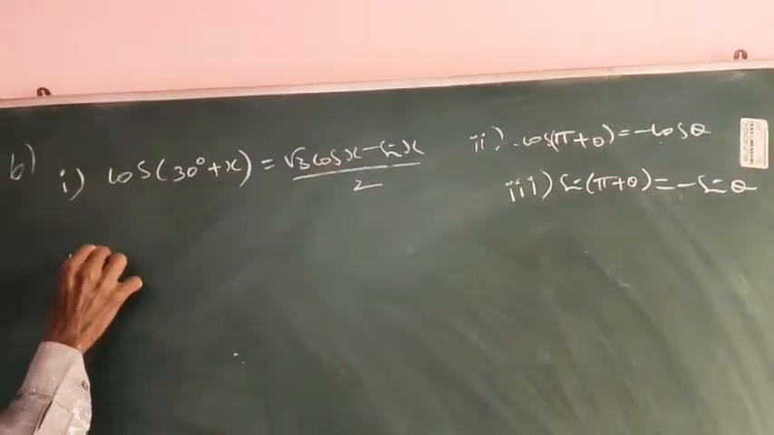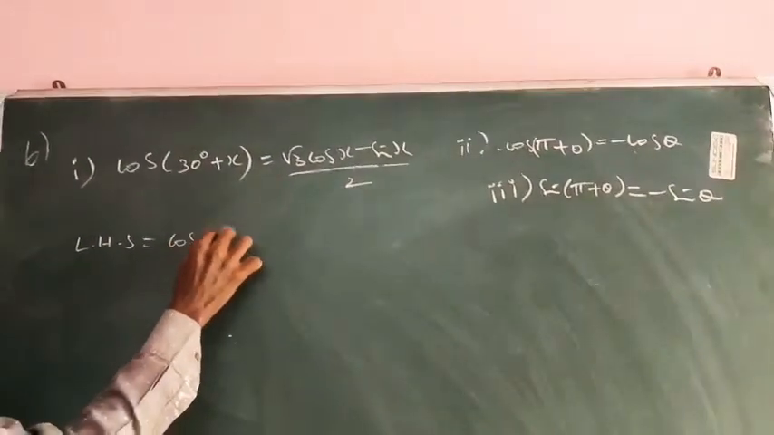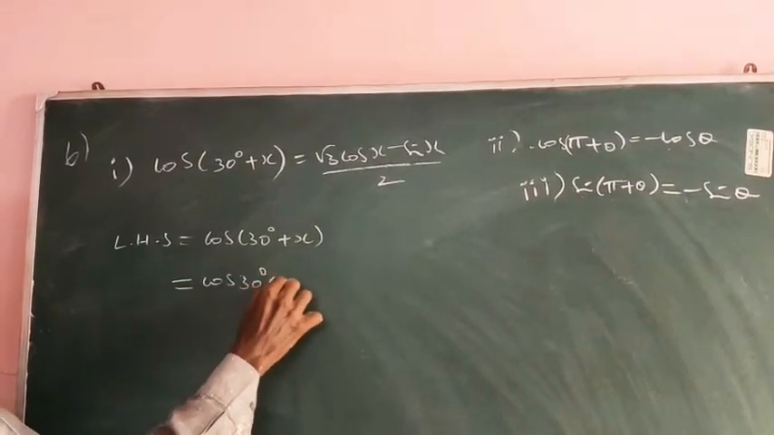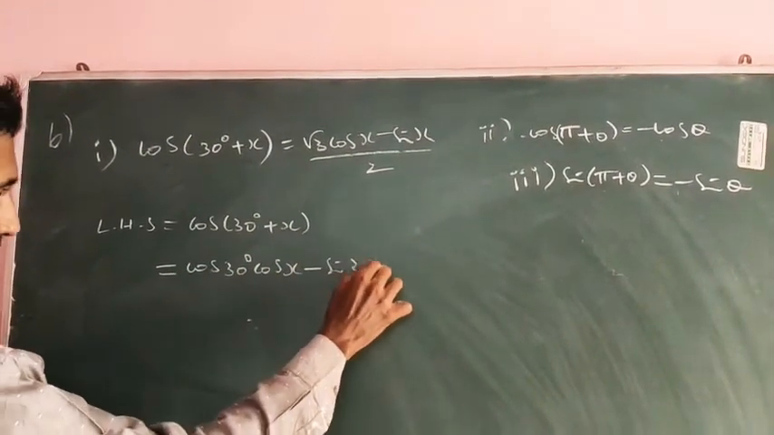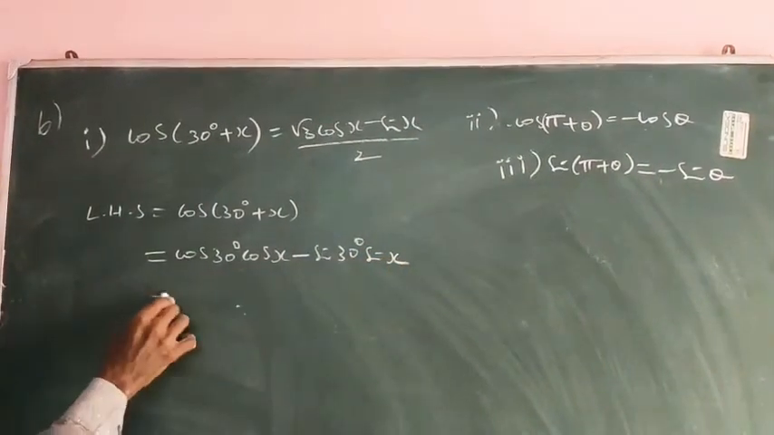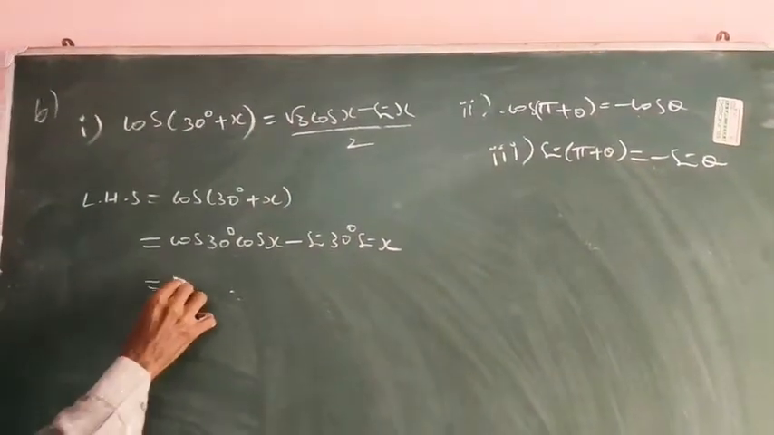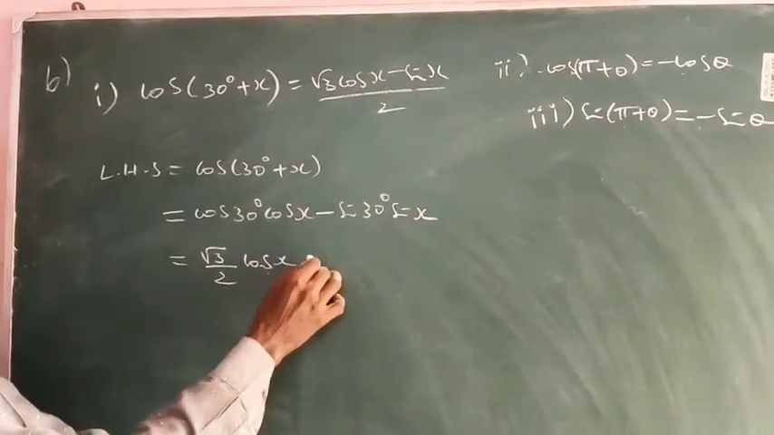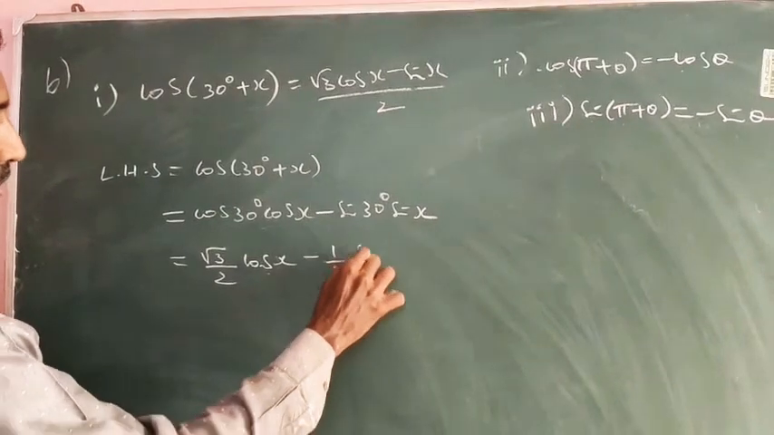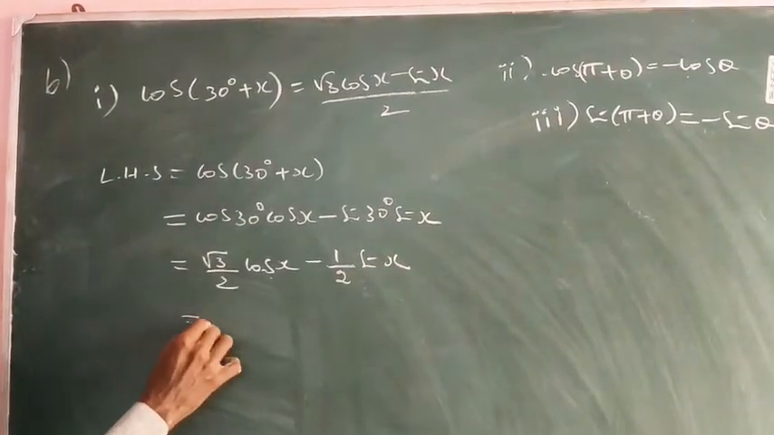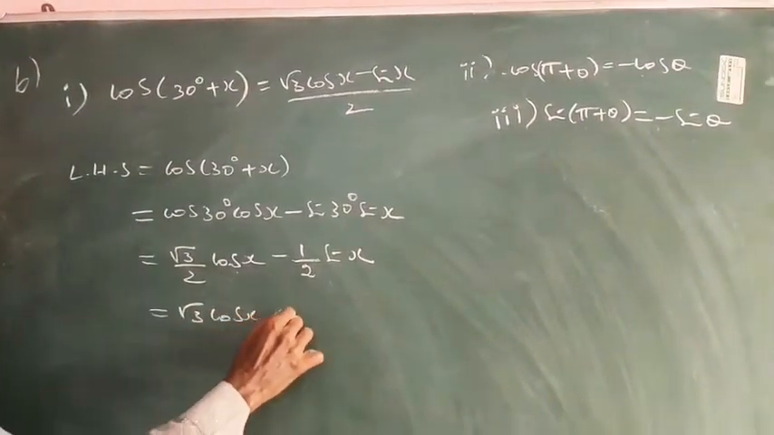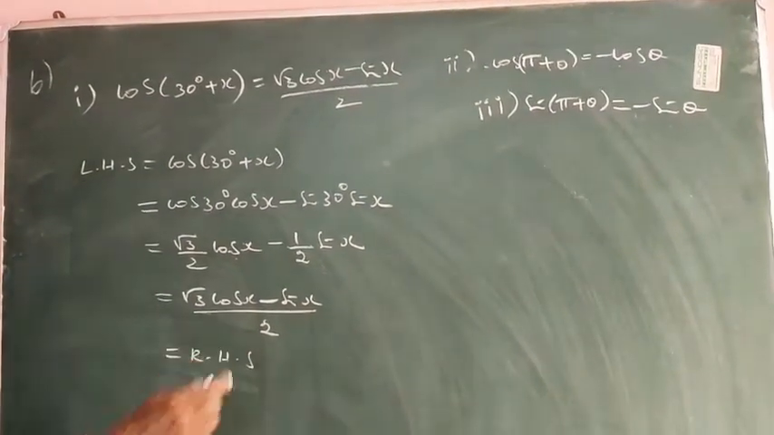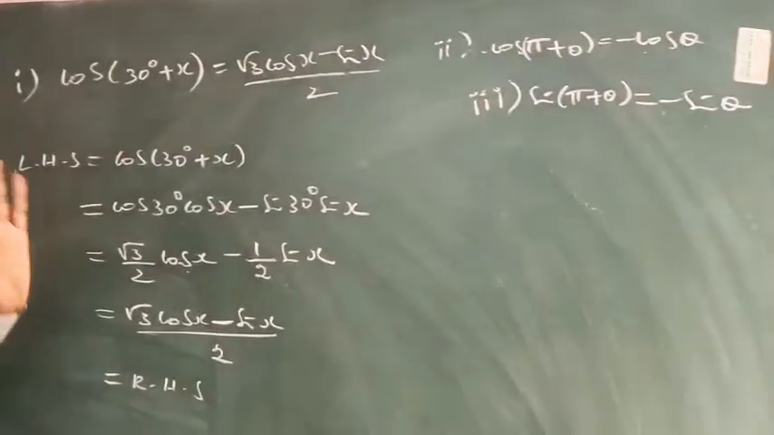Take the LHS of the first one. So cos of 30 plus x, cos a plus b is cos a cos b minus sin a sin b. Cos 30 is root 3 by 2 cos x, minus sin 30 is 1 by 2 sin x. With the same denominator, root 3 cos x minus sin x by 2, which is nothing but the RHS. Very simple, we are just applying cos a plus b.